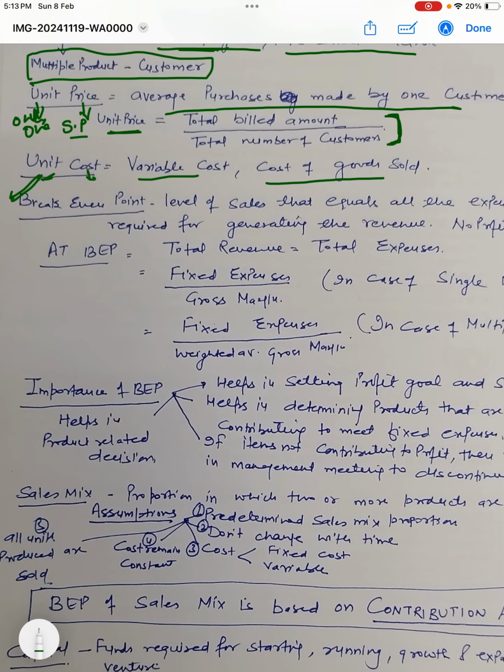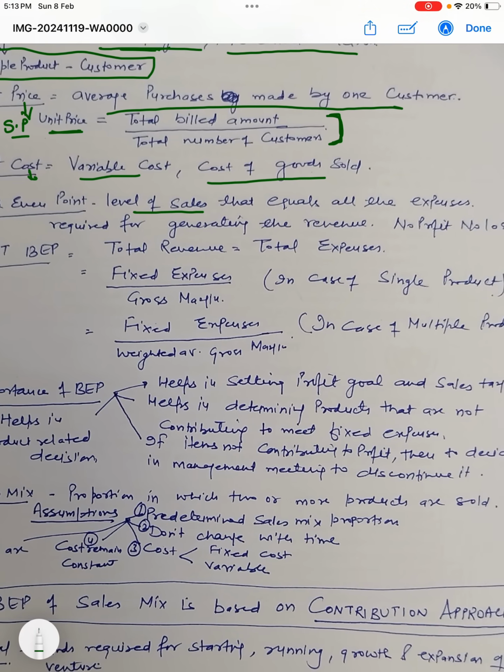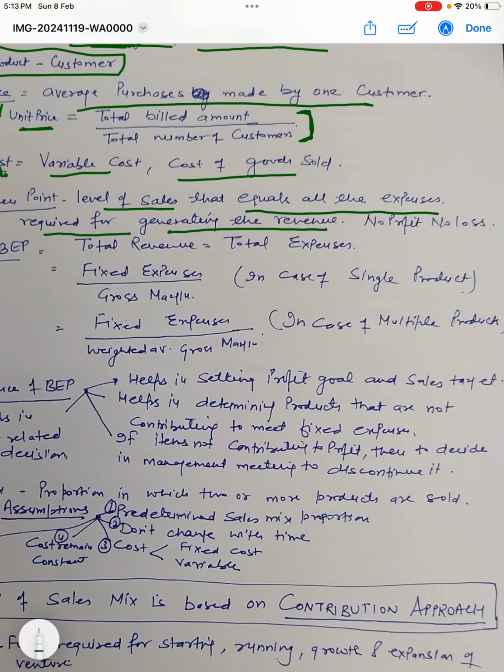See, why do we calculate break even point? We calculate break even point to see what should be the minimum number of sales, the minimum number of units to be sold, so that I should be able to cover my cost. Here comes the meaning: level of sales that equals all expenses required for generating the revenue. And at break even point, this stage is also called no profit no loss.